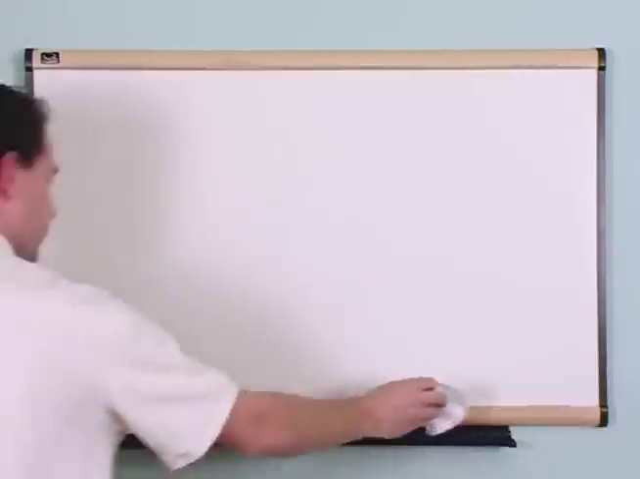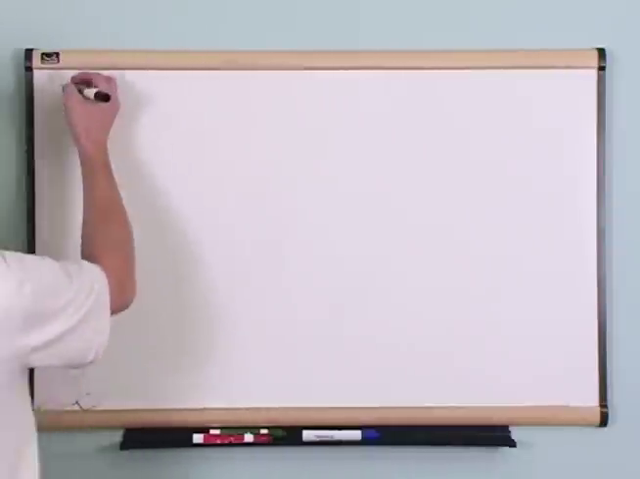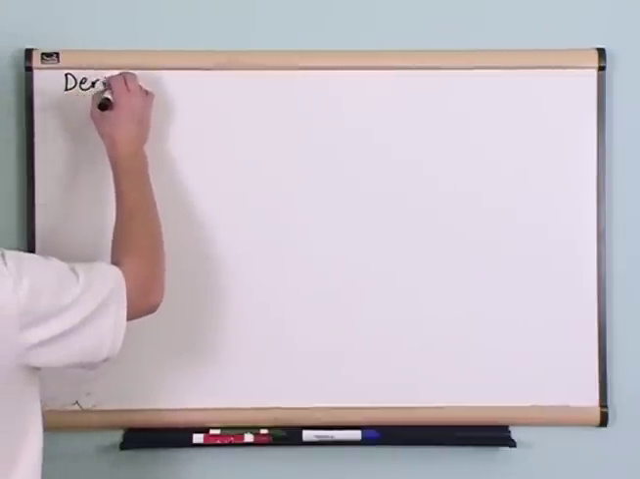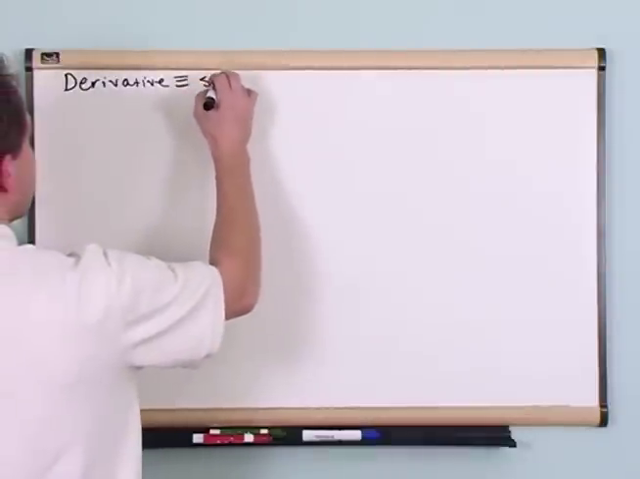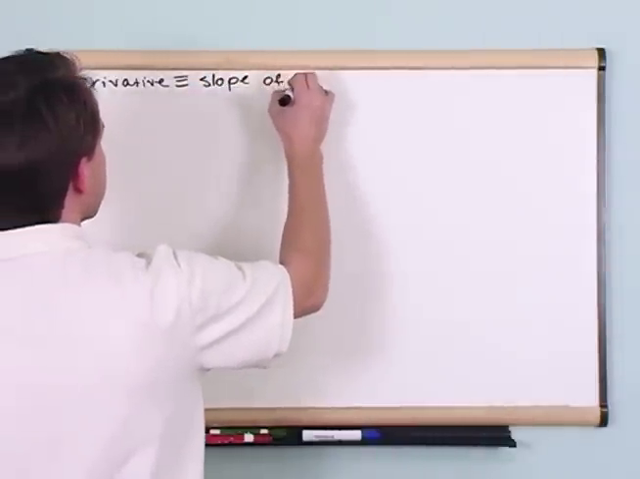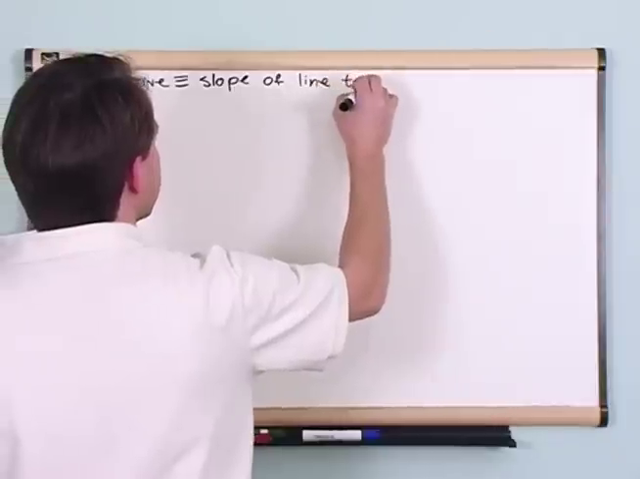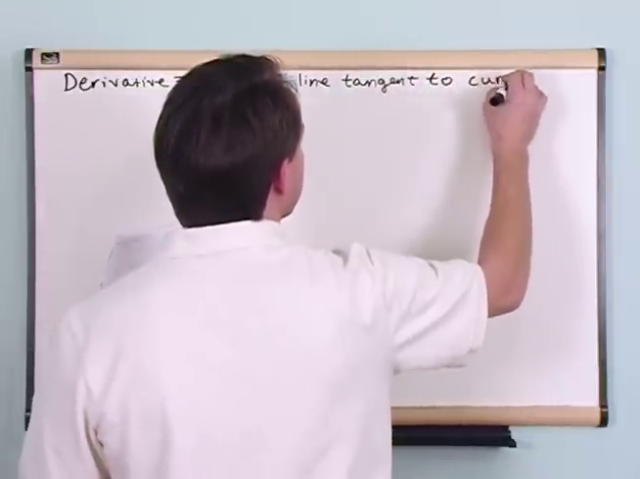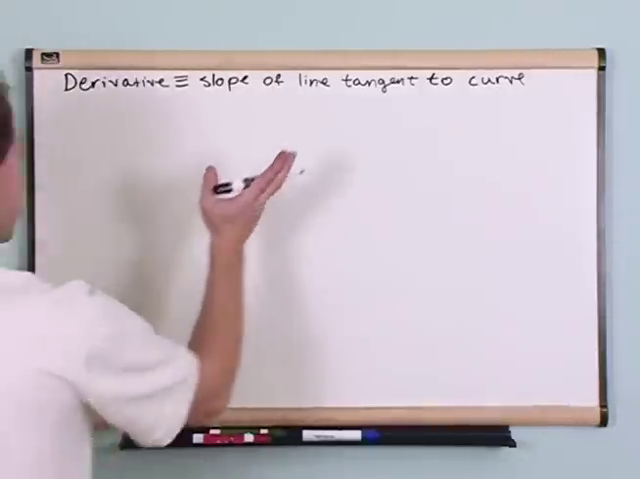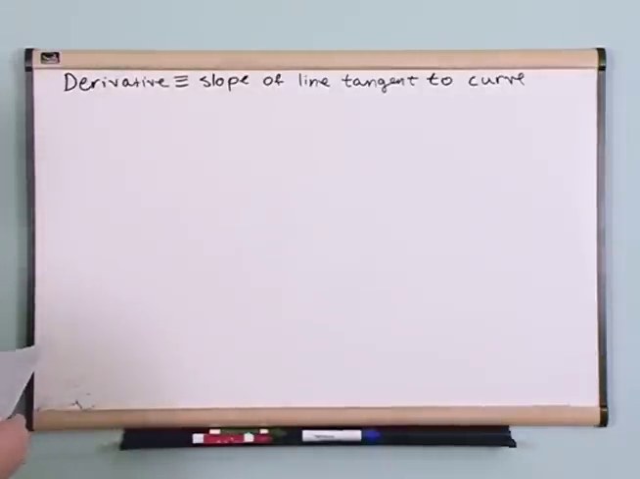Okay, cool. Let's go forward and make this a little bit more concrete in terms of what your book is going to actually tell you. I'm just going to write some stuff down here that I want you to remember. The derivative is by definition equal to the slope of the line tangent to the curve at a given point. So the slope could change as you go up, and then your derivative would change, okay?